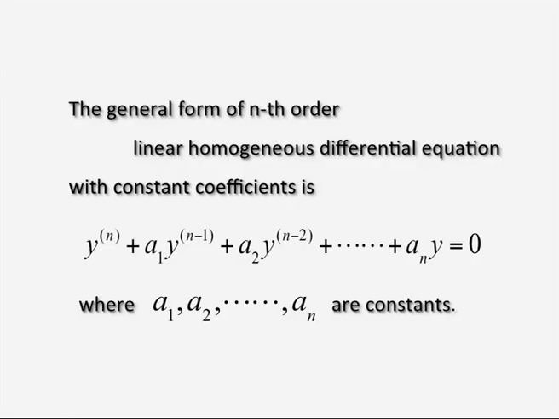The general form of the nth order linear homogeneous differential equation with constant coefficients is y to the power n plus a1 y to the power n minus 1 plus and so on plus an y is equal to 0, where a1, a2 and so on an are all constants.